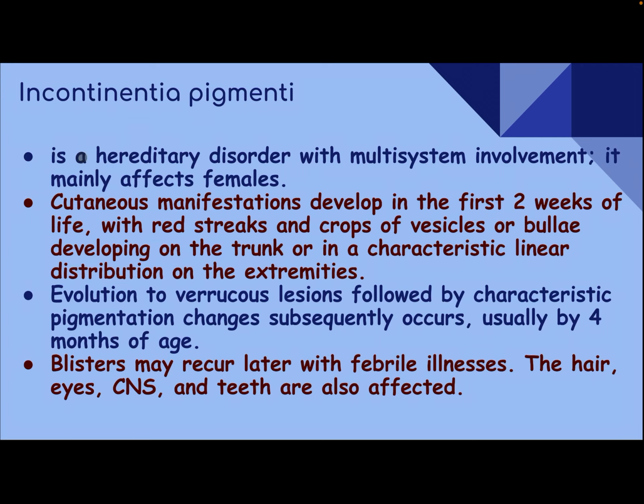Incontinentia pigmenti. It is a hereditary disorder with multi-system involvement. It mainly affects females. Cutaneous manifestations develop in the first 2 weeks of life, with a red streak and crops of vesicles or bullae developing on the trunk or in a characteristic linear distribution on the extremities.